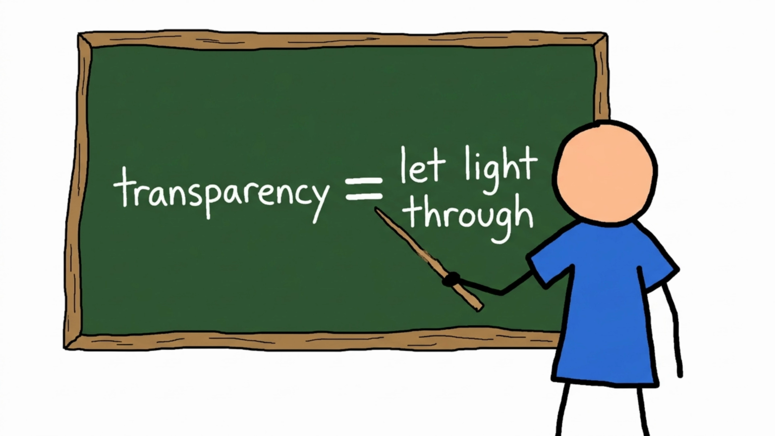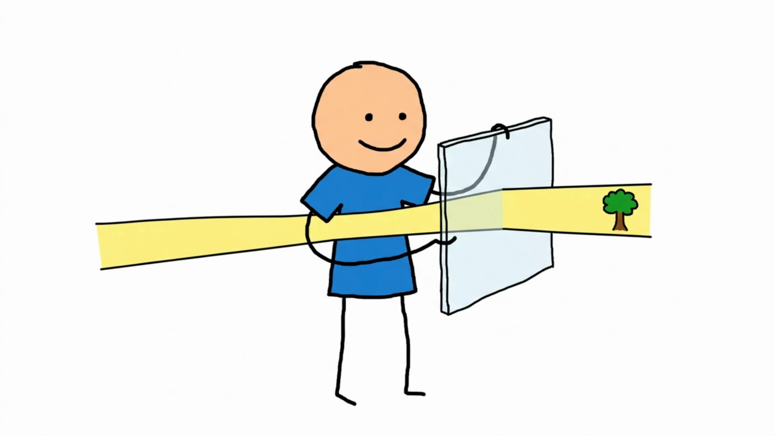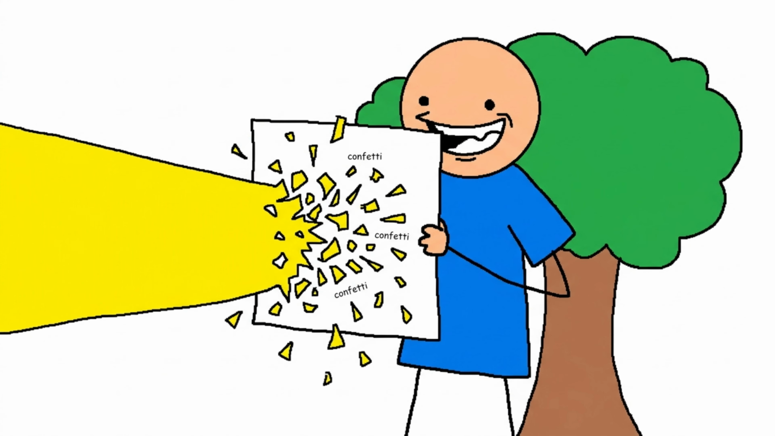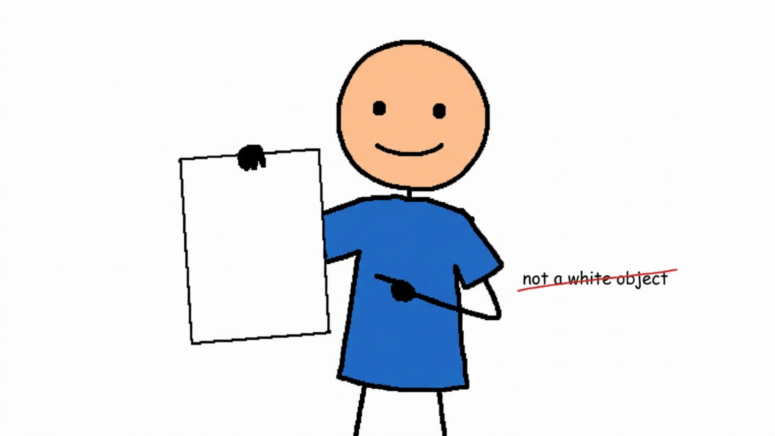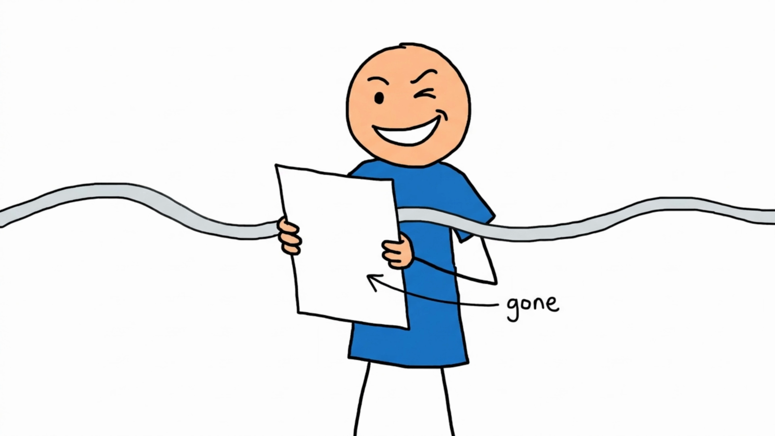We assume transparency just means letting light through. It doesn't. Transparency means letting light keep its sense of direction. Glass keeps that story intact. Paper shreds it into microscopic confetti, one fiber at a time. So the next sheet you pick up isn't a white object at all. It's millions of transparent fibers, glued together with just enough air gaps to destroy every beam of light that dares to enter in a straight line. Paper isn't white. It's just really, really good at making transparent things disappear.